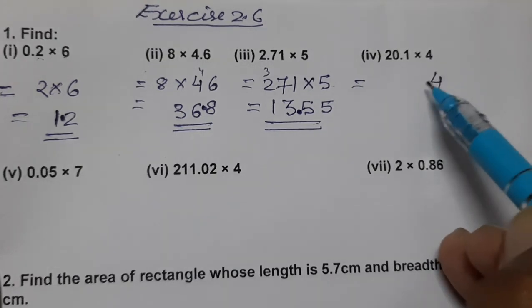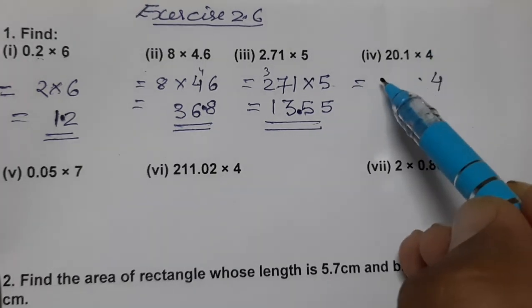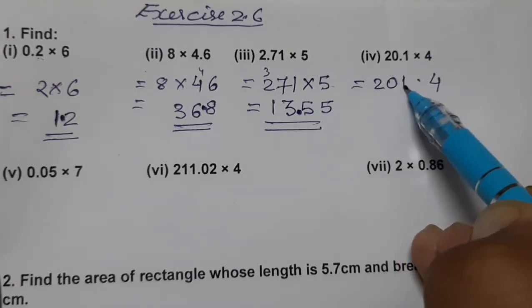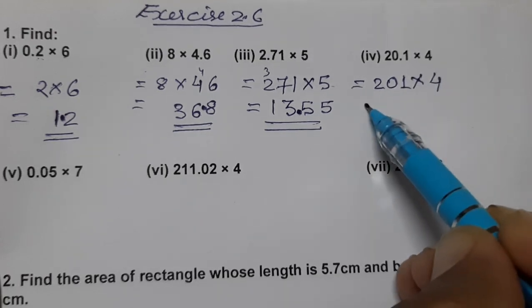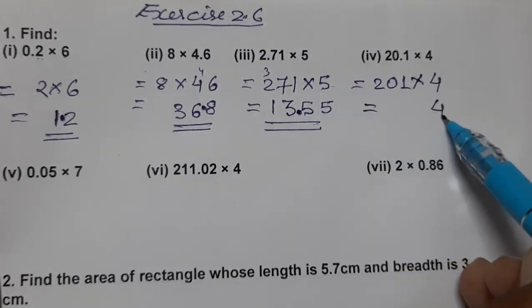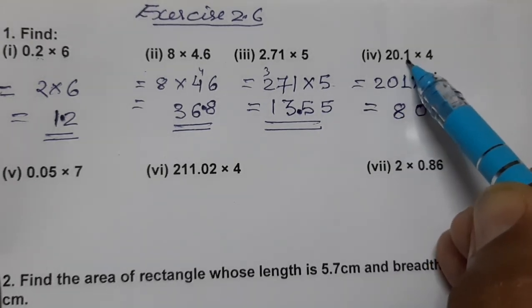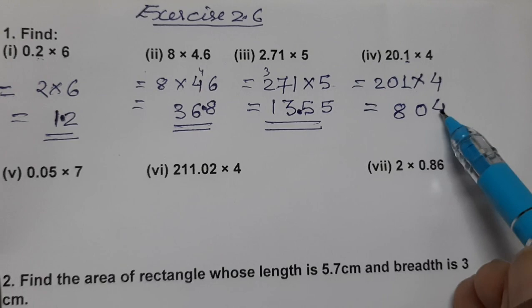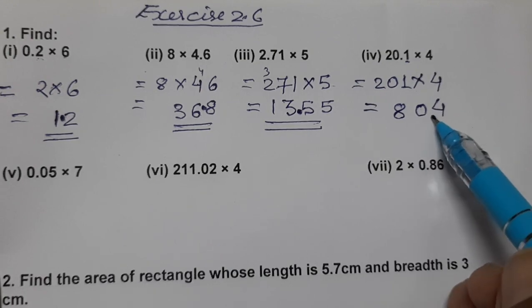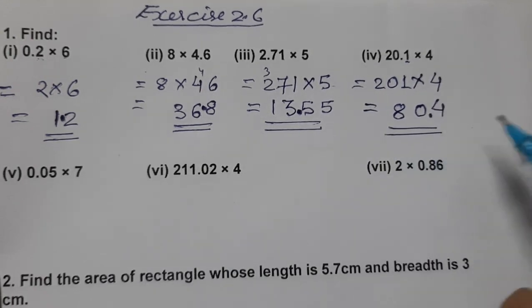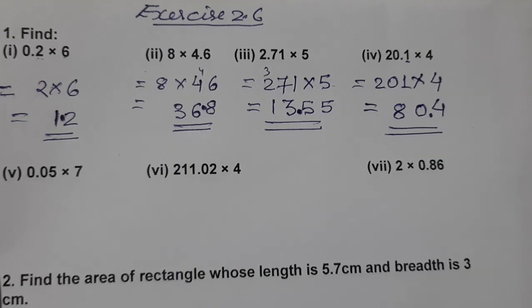Similarly, here to multiply, simply multiply first. 4 into 4, 4 0. First ignore the decimal point. 201 into 4. Now simply multiply. 4 ones are 4. 4 zeros are 0, 4 twos are 8. Now count. After the decimal, only one digit is there. So starting from the rightmost towards left, 80.4. So see children, how easily we have done.